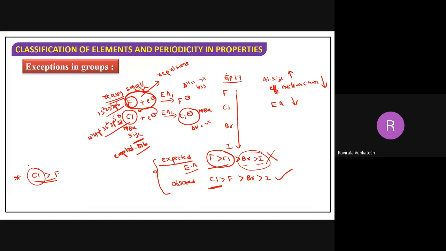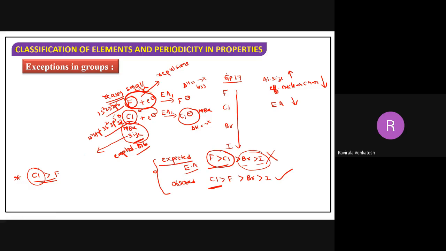आपको एक ही कीवर्ड याद करना है, वो क्या है? मोर साइज, मोर साइज. If you remember this keyword, you can write the sentence formation: because size is more on the chlorine, it has more electron affinity values.